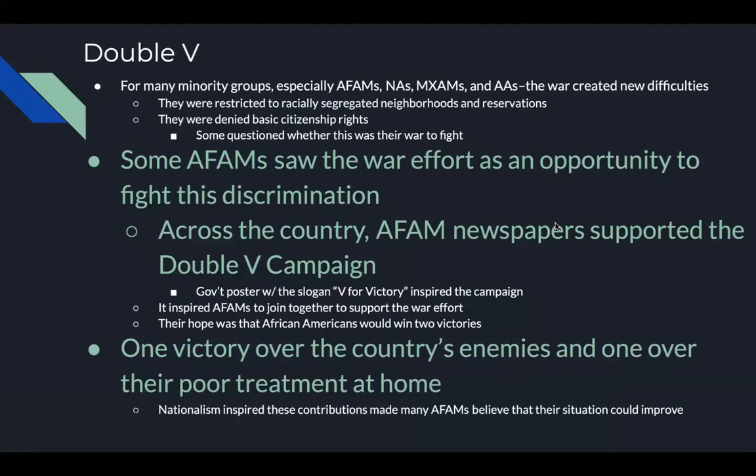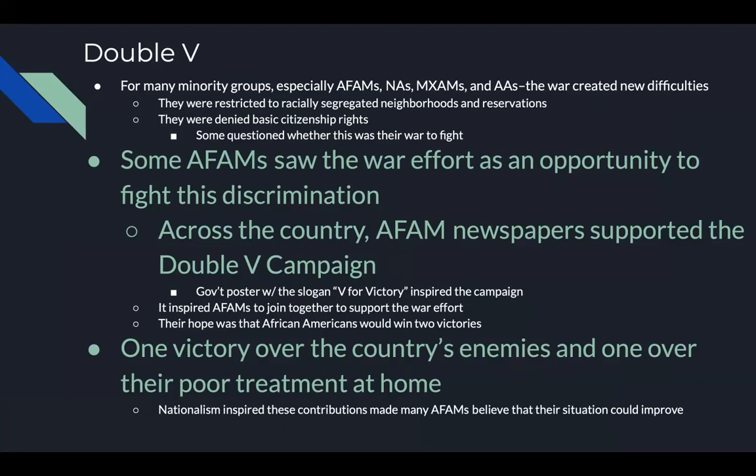So for many minority groups, African Americans, Native Americans, Mexican Americans, Asian Americans, the war created new difficulties. They would be restricted to racially segregated neighborhoods and reservations. They were denied basic citizenship rights, and some questioned whether or not this war was theirs to fight. Why fight for a country if they're not going to let me vote? Come on. Some African Americans saw the war effort as an opportunity to fight this discrimination.